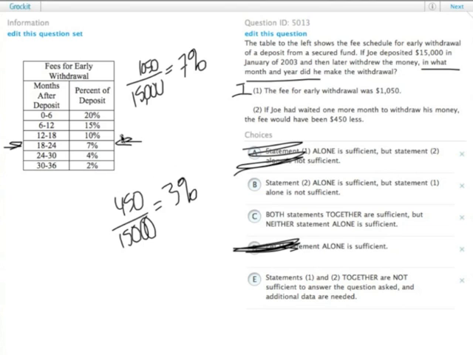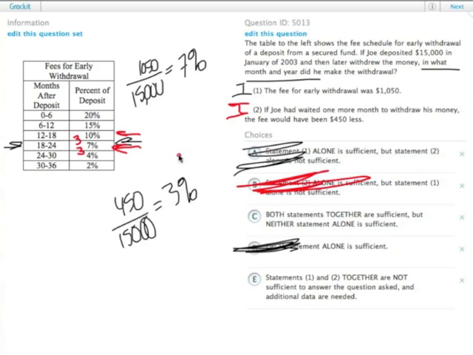Unfortunately, on its own, let's do a different color, statement 2 tells us that he either did it in the 12 to 18 instead of the 18 to 24, or he did it in the 18 to 24 instead of the 24 to 30. Each of these is separated by a 3% differential. So this doesn't narrow it down either and is also insufficient.